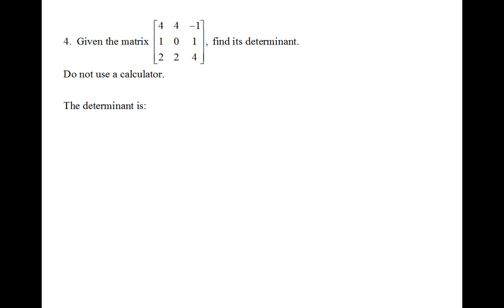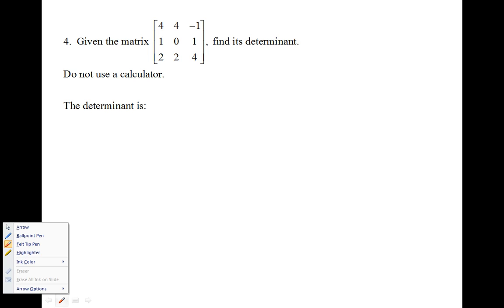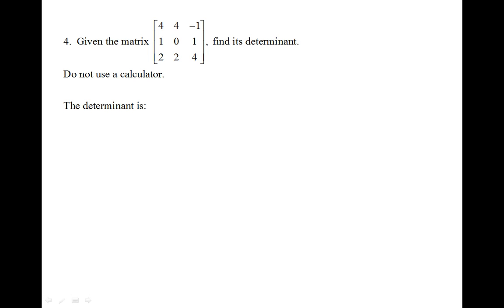So let me just show you how we would do this. Given the 3 by 3 matrix, let's find its determinant. We're not going to use a calculator. So we have 4, 4, negative 1, 1, 0, 1, 2, 2, 4. And I'm just going to take these columns and rewrite them. So I'm going to have 4, 1, 2, 4, 0, 2.